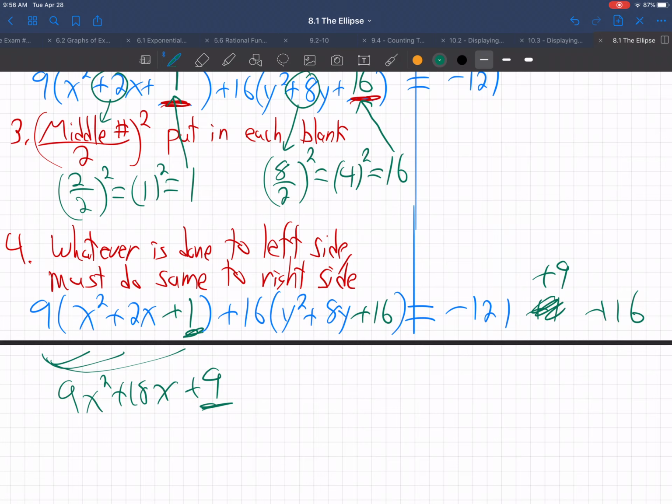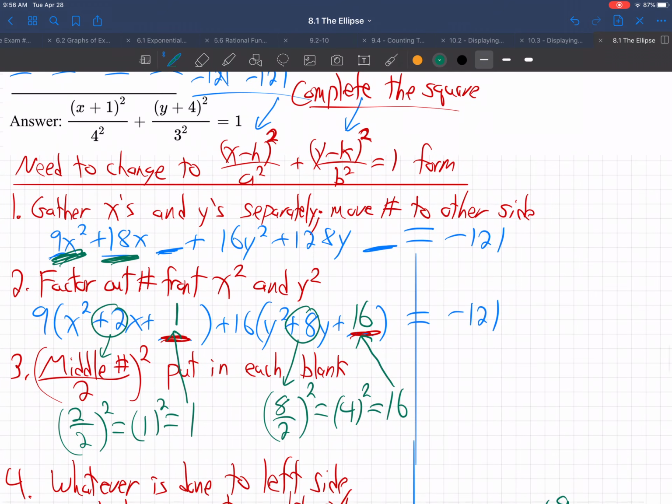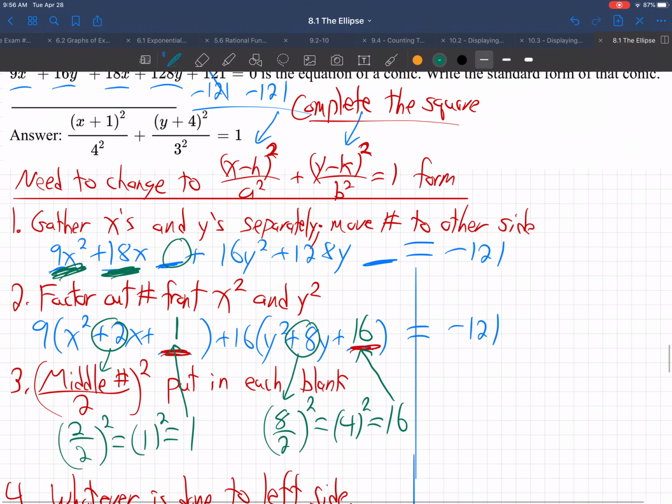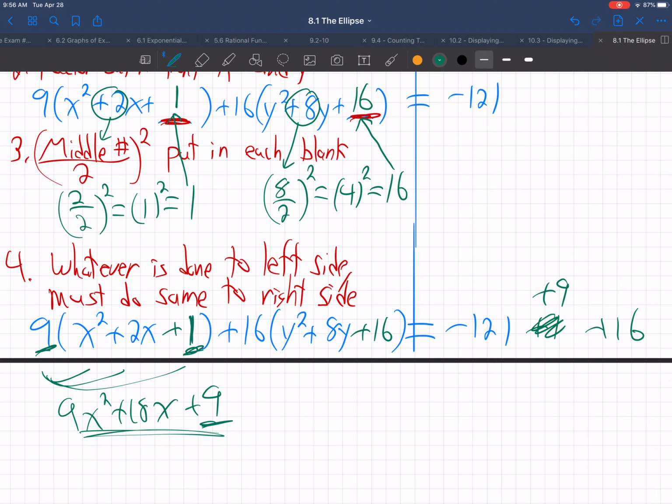Why? Because I really added 9 to the left side when I put that 1 in the parentheses under the influence, so to speak, of that 9. That really increased the left side by 9, didn't it? If I was to multiply that out, I would see it clearly. There's a brand spanking new 9 that was never there before, right? We just had 9x squared and 18x. We didn't have anything here. By putting a 1 in those parentheses, I actually added 9 to the left side, so I've got to add 9 to the right side.